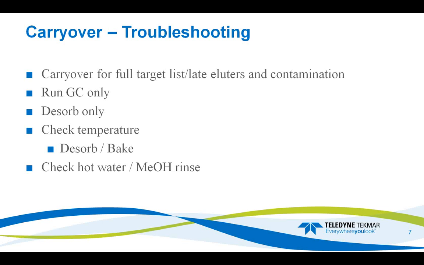If our problem is coming during desorb only, then the things we'd want to check would be the temperature of our bake between samples. We'd also want to check the temperature that we desorb at to make sure that we're heating the trap up high enough to release all of the target compounds. And then we want to look at making sure our bake flows and our bake times are long enough to give adequate cleanup.